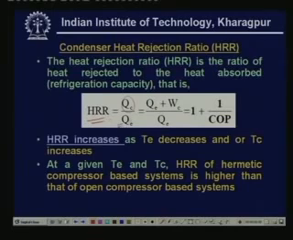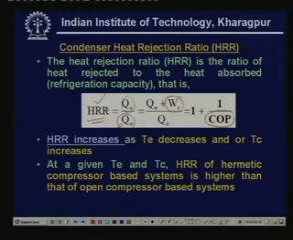Now from the overall energy balance of the refrigeration cycle, we can write QC as QE plus WC, where WC is nothing but the power input to the compressor. Okay. So finally heat rejection ratio is QE plus WC by QE. This is equal to 1 plus 1 by COP, because this is nothing but 1 plus WC by QE, and WC by QE is nothing but 1 by COP. So finally you find that the heat rejection ratio is a function of COP of the system. Okay, so if you know the COP, you can find out heat rejection ratio, and if you know the heat rejection ratio and refrigeration capacity of the system, then you can find out the rate at which heat is being rejected from the condenser, that is QC.